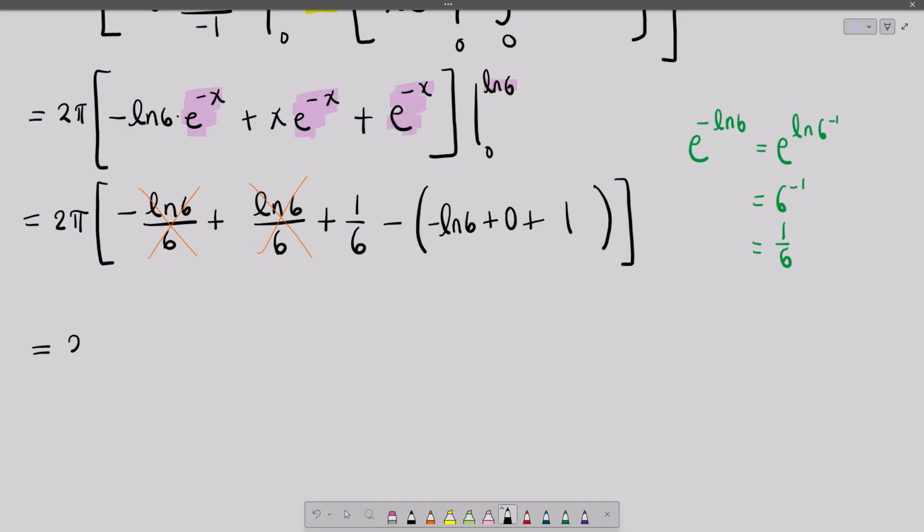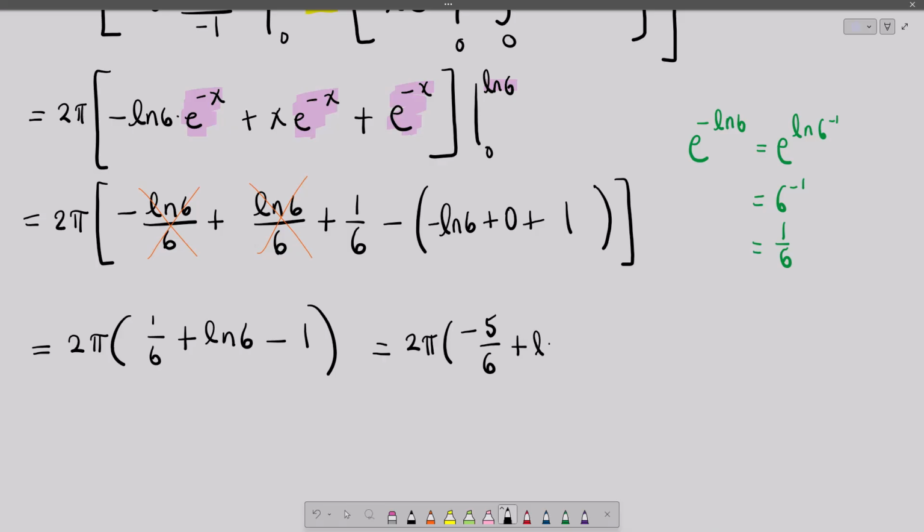So we have 2 pi on the outside. We have a 1/6. Distribute this minus. We have plus natural log of 6. And then minus 1. The only thing we can do is combine the 1/6 and the 1. The 1 is minus 6 over 6, so we're going to end up with minus 5 over 6 plus natural log of 6.